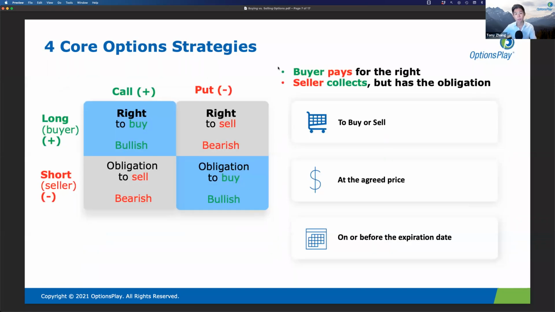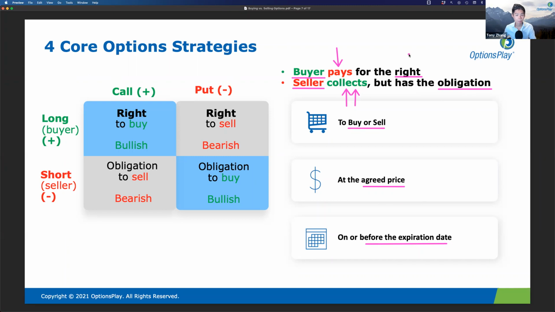And the most important thing to remember whenever we talk about an option contract is the fact that there is a buyer and there's a seller. There's always two parties to an option contract. The buyer is responsible for paying, and the seller will collect what the buyer pays. And the buyer effectively has the right to either buy or sell this asset at an agreed upon price before the expiration date. And the seller, in exchange for collecting the premium, has simply the obligation.